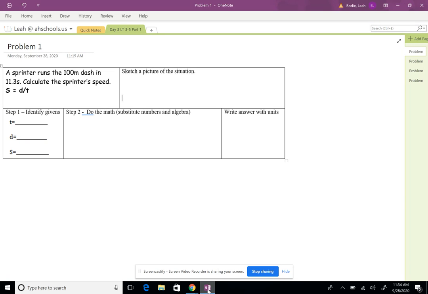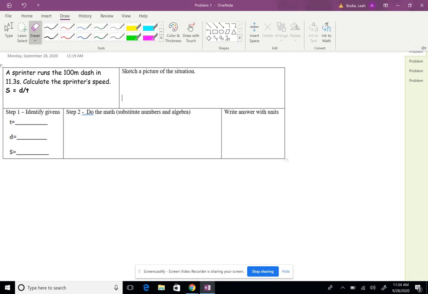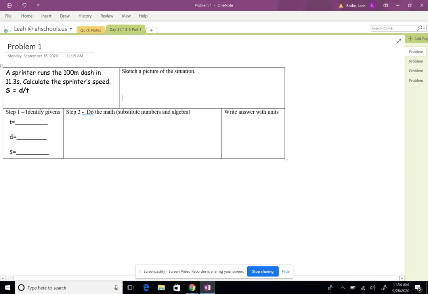A sprinter runs the 100-meter dash in 11.3 seconds. Calculate the sprinter's speed. And so remembering that our speed formula is speed equals distance divided by time. So let's get this started here. First, we're going to want to sketch a picture of this.